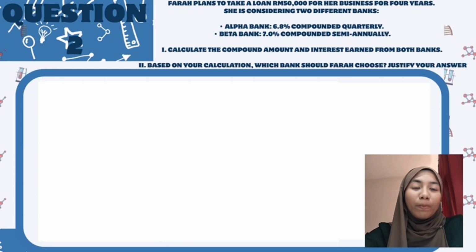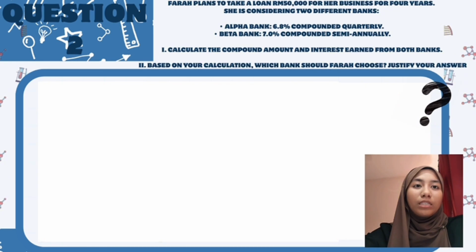Number 2, Part A. Farah plans to take a loan of 50,000 Malaysian ringgit for her business for 4 years. She is considering two different banks. First, Alpha Bank offers 6.8% compounded quarterly. Second, Beta Bank offers 7.0% compounded semi-annually. First, we have to calculate the compound amount and interest earned from both banks, one by one.